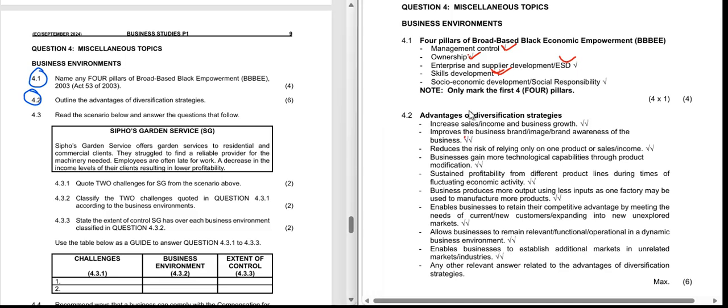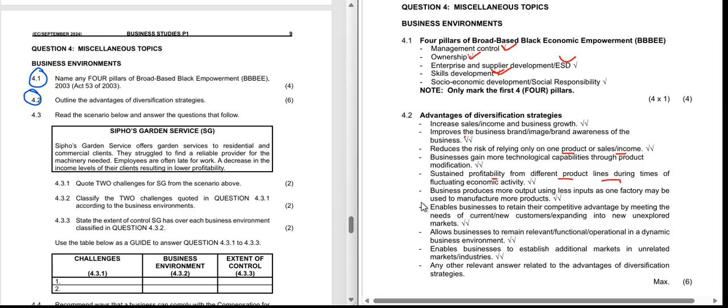And then it reduces the risk of relying only on one product or one income. Remember, we said you are now opening another line of business. You don't just depend on one product, but now there's another type of product that can actually give you money. Which means if this one fails, you have another one to lean on. Businesses gain more technological capabilities, through product modification. Sustained profitability from different product lines during times of fluctuating economic activity.